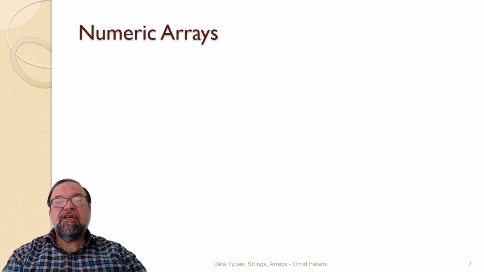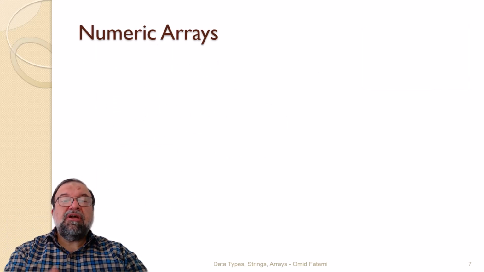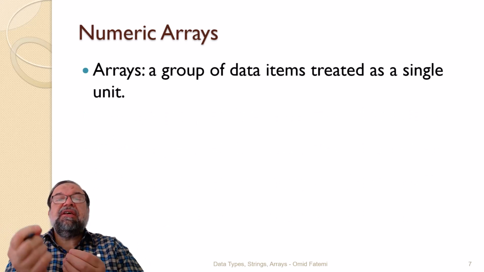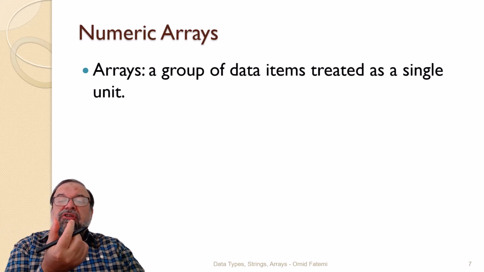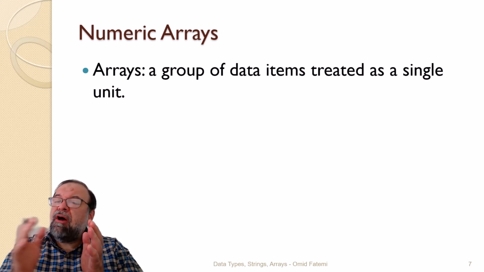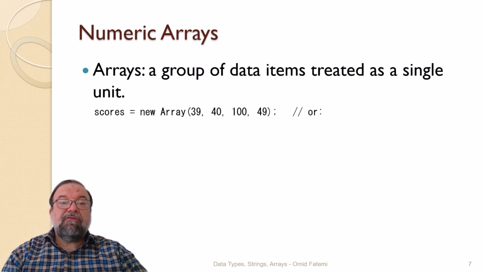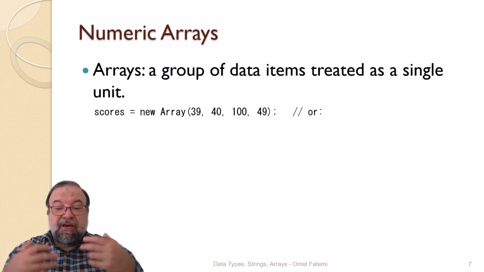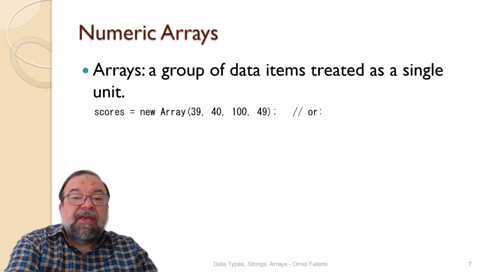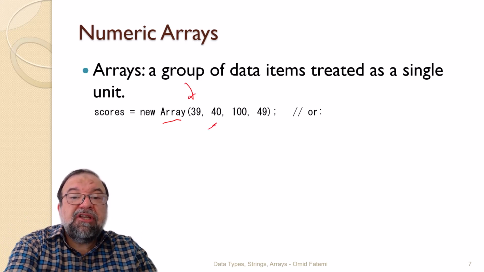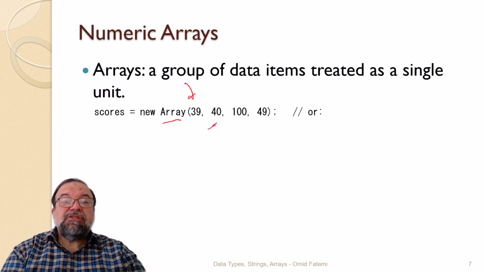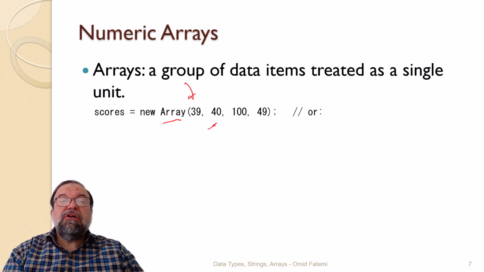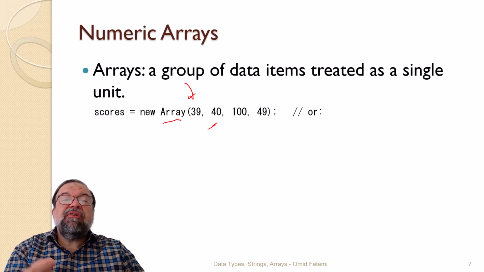The next useful data structure is the array. We start with numeric arrays. Arrays are a group of data treated as a single unit. You just use a name, and then it refers to a number of elements. For example, scores = new Array, because we are defining a new array, and we put values of 39, 40, 100, and 49. As you could see here, we are creating an array of 4 numbers. So this is a numeric array.